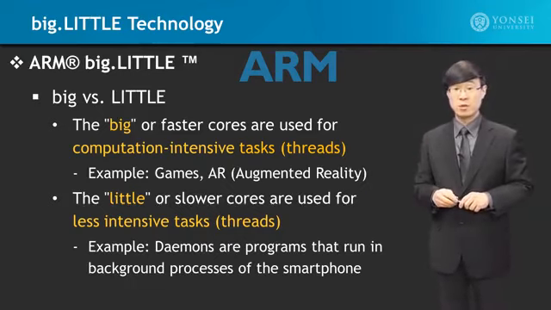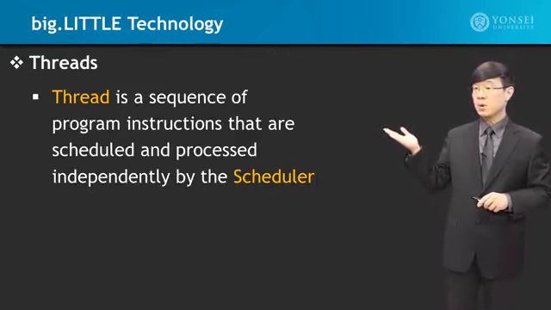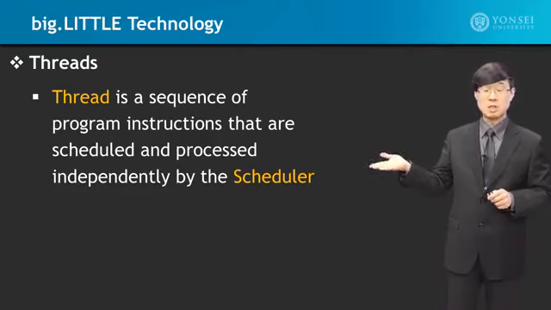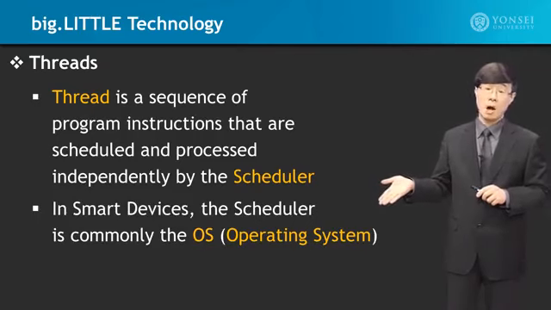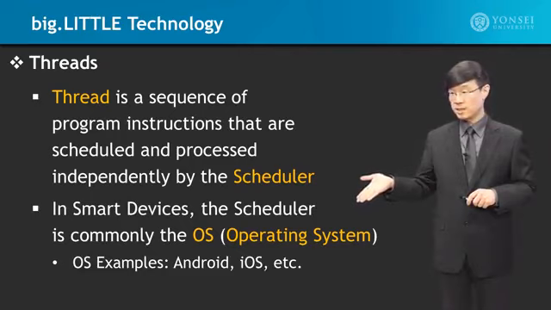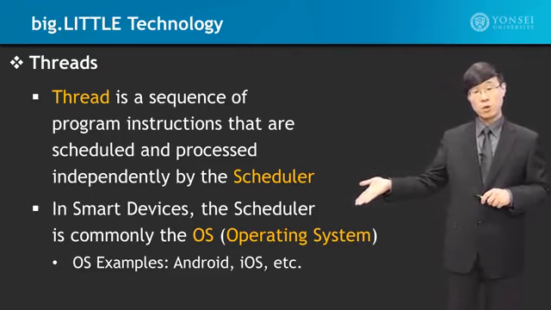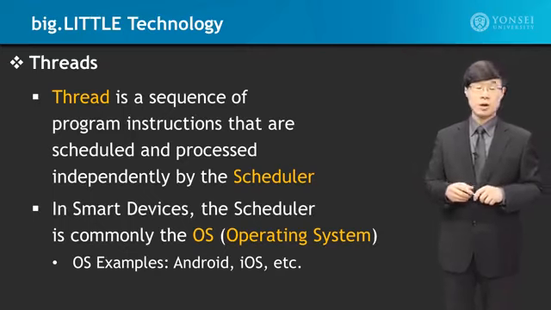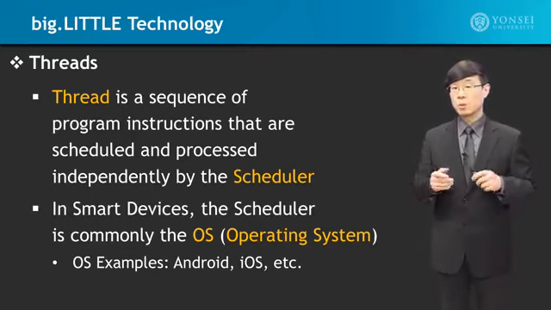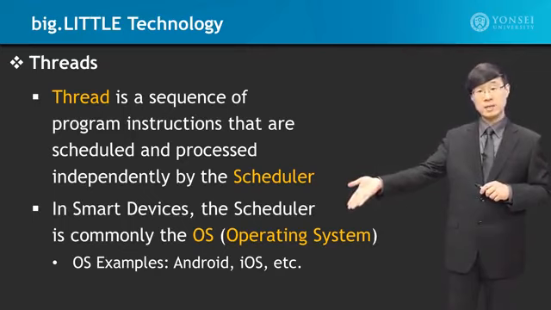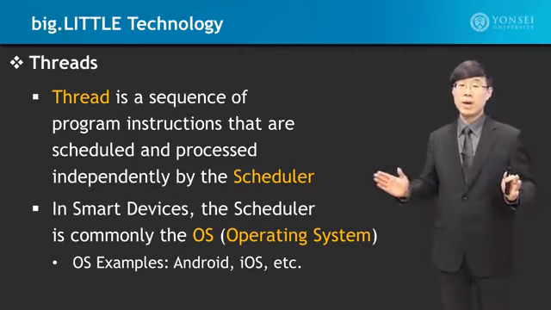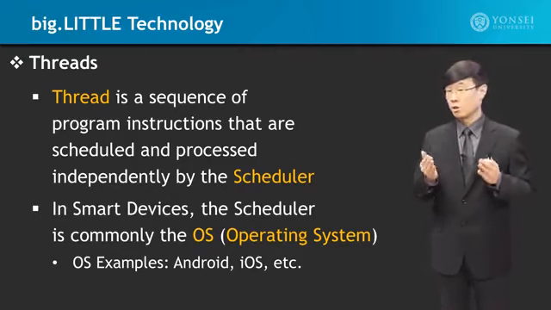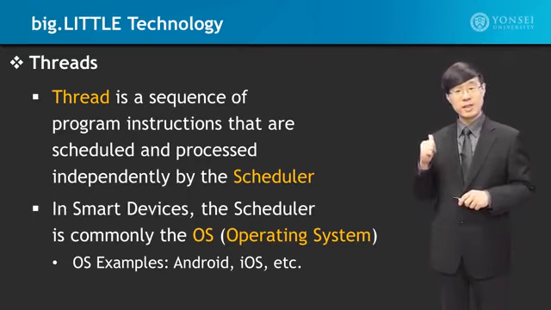Then, threads. What is a thread? A thread is a sequence of program instructions that are scheduled and processed independently by the scheduler on your smartphone. What is a scheduler? It is actually, most commonly on your smartphone, the operating system. As in terms of operating systems for smartphones, we're talking about Android and iOS. And there are other ones as well. In this course, we will focus on these two, Android and iOS, for their entire evolution from the beginning, the first iOS and the first Android, all the way reaching till today. What are you using on your smartphone? And that will be included in the following lectures, so hang in there.